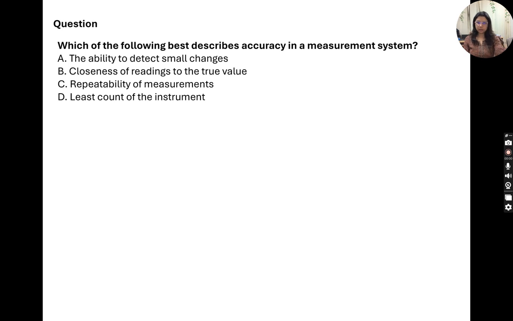It is a very easy question, I guess, because it is only about accuracy. We need to determine the values which are accurate. How can we determine accuracy? Either by detecting small changes happening in the system, by the closeness of readings to the true value, repeatability, or least count. All of the options seem to be correct for accuracy, but there's one option which actually determines the accuracy in a measurement system.